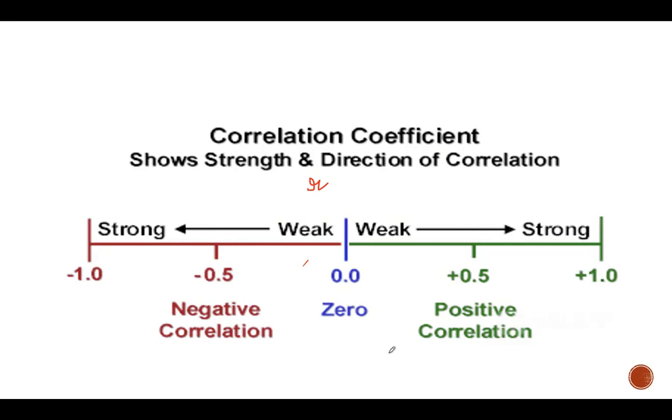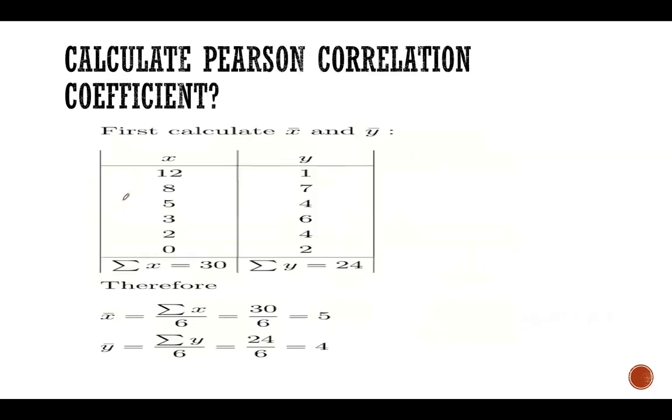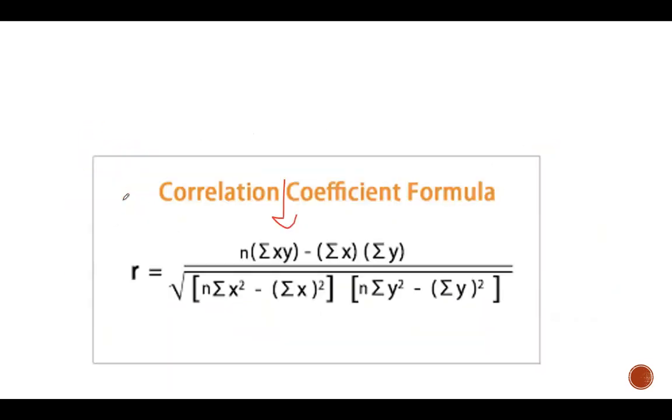Okay, so why do you need to remember this chart? Because suppose your value is minus 0.8. After calculating the value, you have to tell as well what this value represents, right? The minus sign shows there's a negative correlation, negative relationship, and the value 0.8 lies between 0.5 and 1. So there's a kind of strong negative correlation between two variables, right? So here's an example where you will be using this formula, this one.